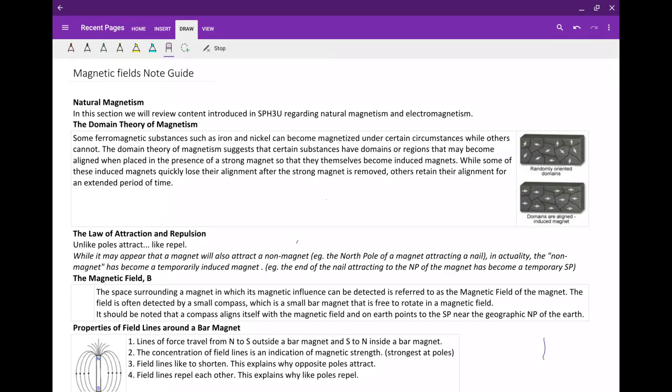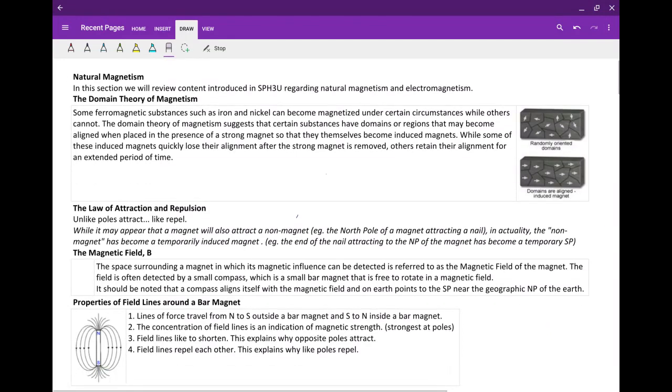Basically, what we're looking at now is the law of attraction and repulsion. Unlike poles attract and like poles repel, very much like the universal law of charge. Remember that, no, I meant unlike charges attract, so positive and negative, things like that.